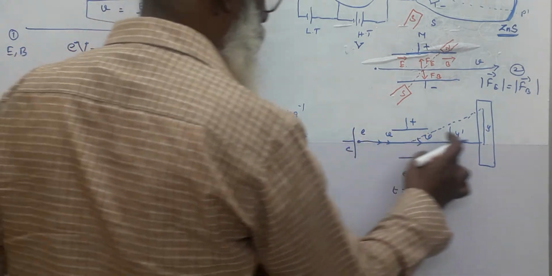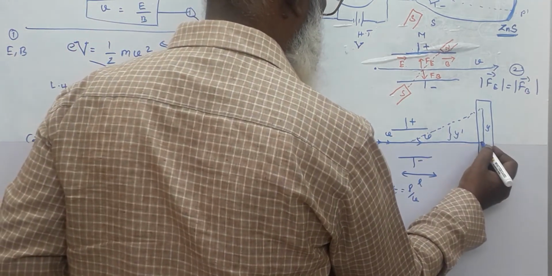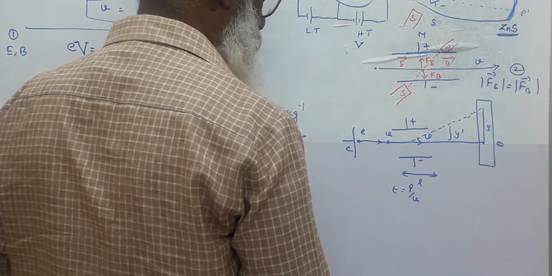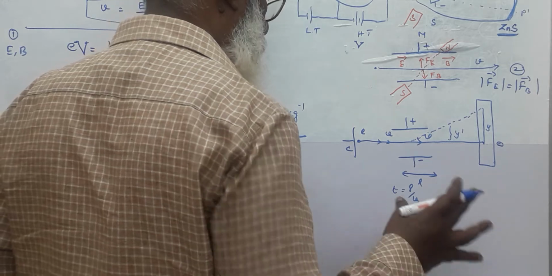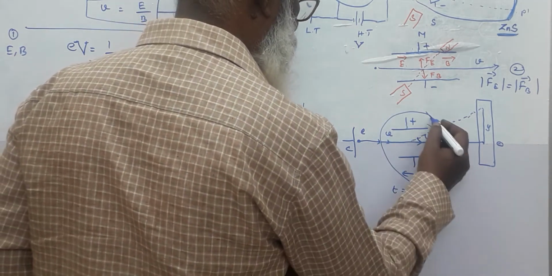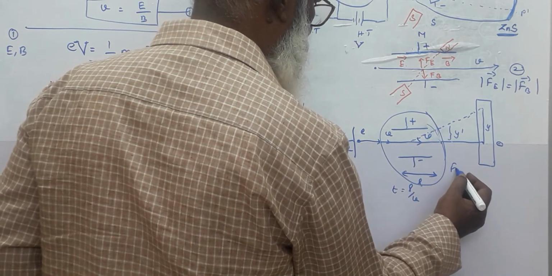And travel in a straight line and hit the surface at the point O. Okay, no problem at all. Now we are applying the electric field itself. Here we are applying an electric field, which is called E.